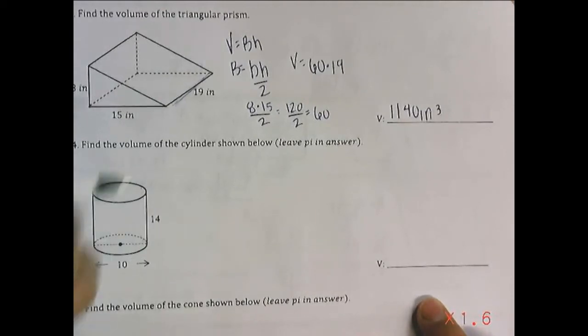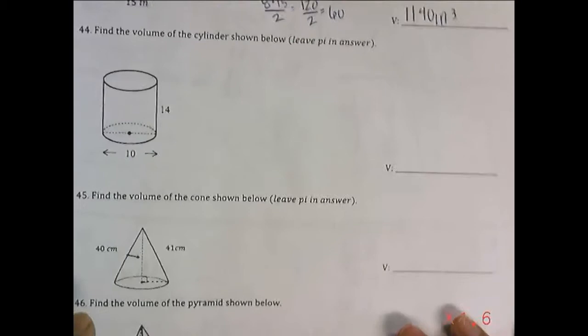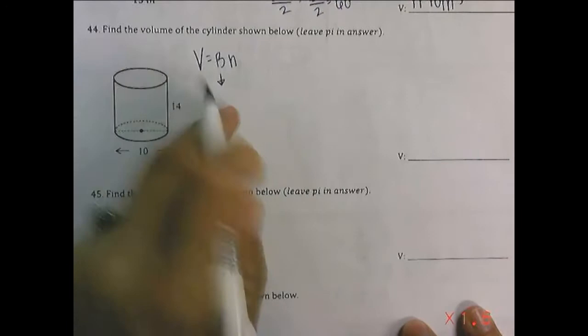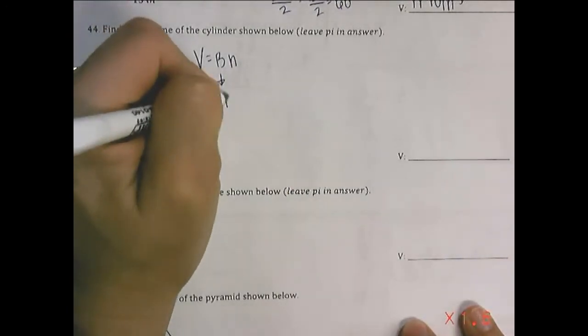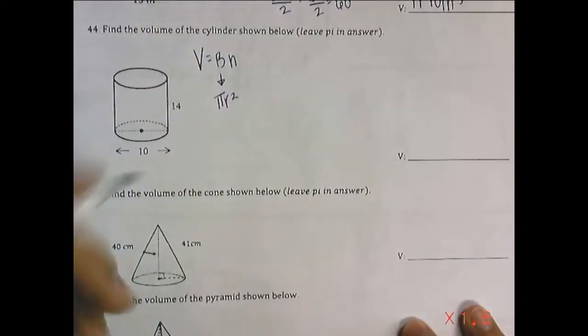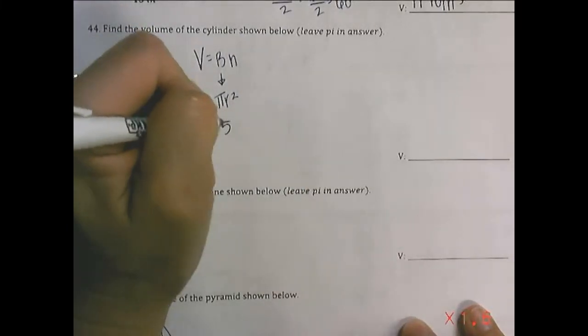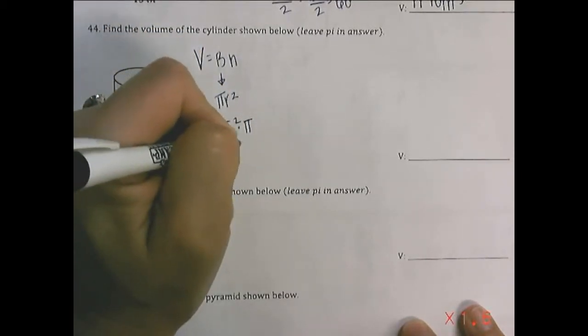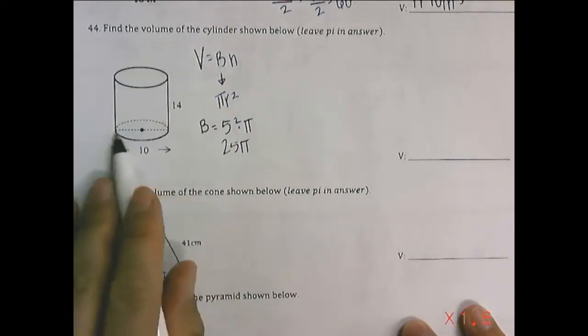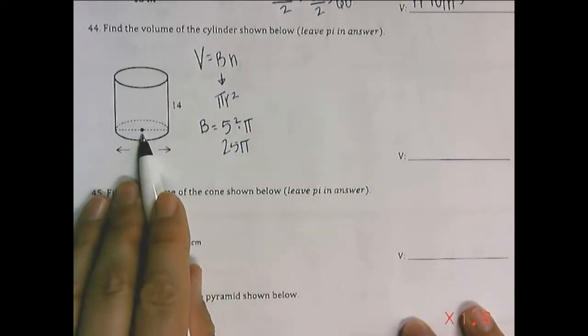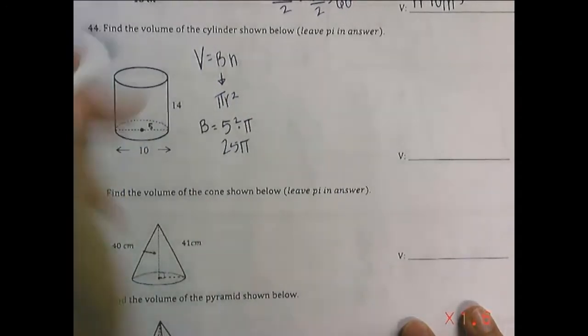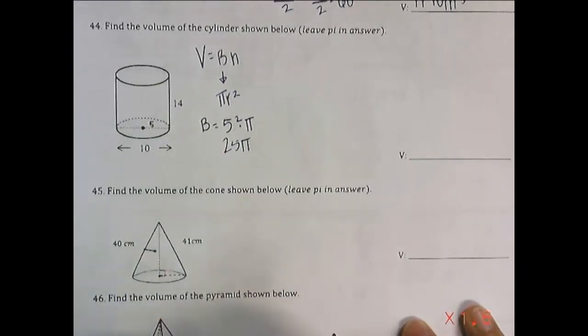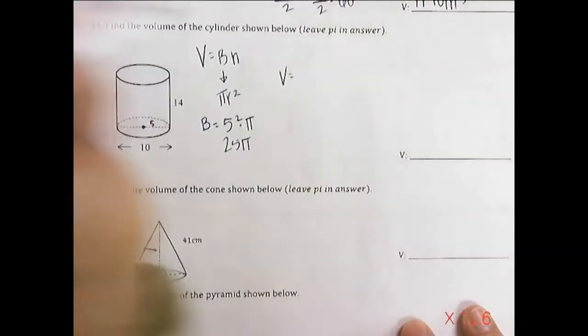Okay, so now we are moving on to a cylinder, and again, volume is your area of your base times your height. Our base in this case is a circle, so it's going to be pi r squared. Alright, so we're going to do my base. The area of my base is equal to 5 squared times pi, or 25 pi. 5, because the whole way across is 10, so I'd need to take half of that, right, for my radius, and get 5.